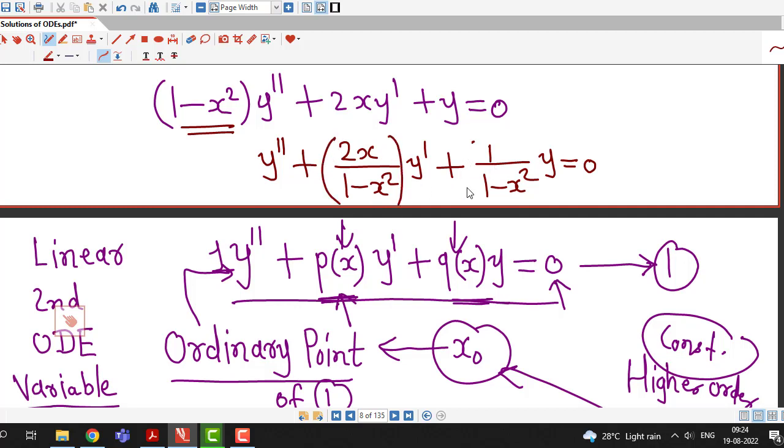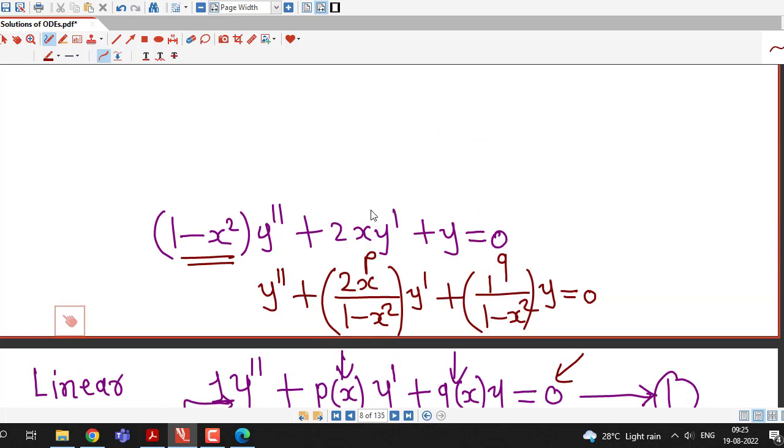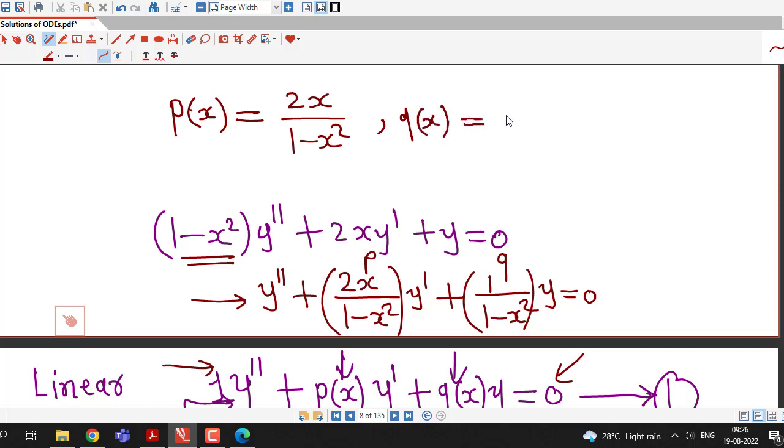Then I will compare it with this standard form, and here you can see we will obtain p(x) equal to 2x over 1 minus x square and q(x) equal to 1 over 1 minus x square. So let me write here, after comparing with that standard form, this equation we compare with y double dash plus p(x)y dash plus q(x)y, and we find that function p(x) is 2x over 1 minus x square and function q(x) is 1 divided by 1 minus x square.